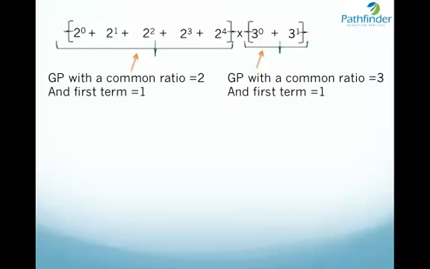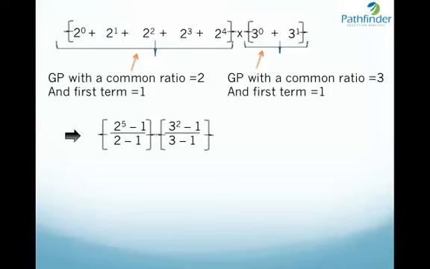Let us see how. So the sum of the first bracket will be the sum of this GP from 2 to the power 0 till 2 to the power 4. And what is the sum of this GP? 2 to the power 5 minus 1 upon 2 minus 1. You would appreciate that if this GP went on till n terms, then the sum would have been 2 to the power n plus 1 minus 1 upon 2 minus 1. Similarly, here in the second bracket the number of terms is just 1, so n is equal to 1. So the sum of this GP is 3 to the power 2 minus 1 upon 3 minus 1.